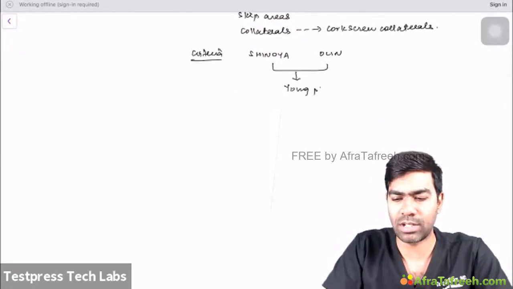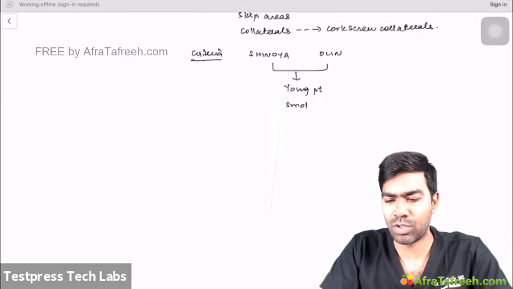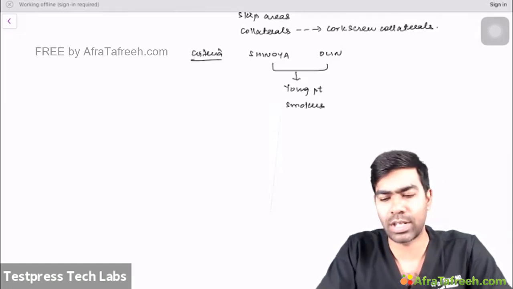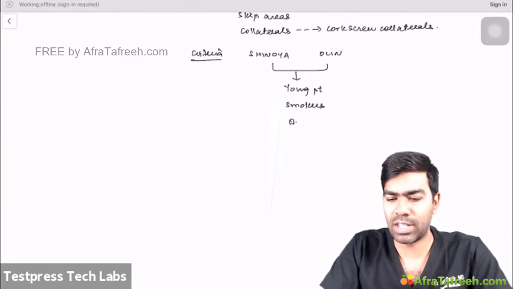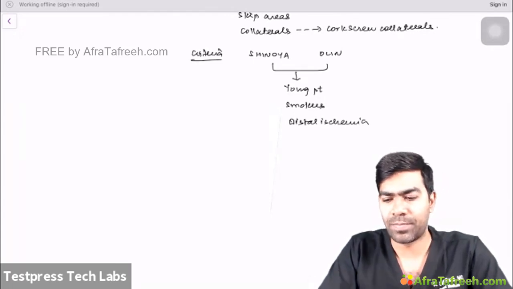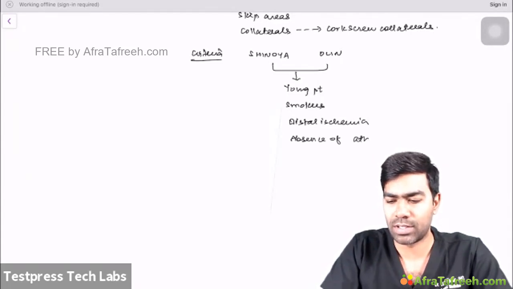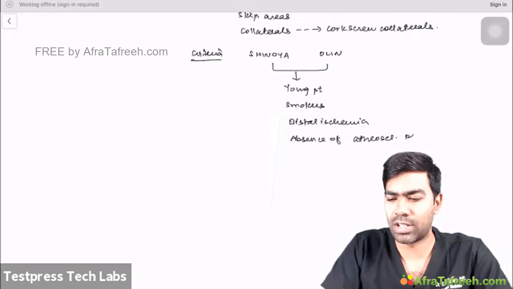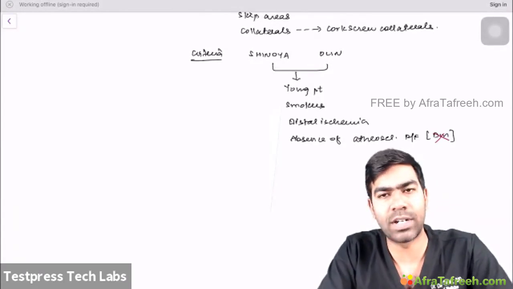It should be a young patient, maybe less than 40 to 45 years. All patients should be smokers by default, because smoking is the cause of developing thromboangiitis obliterans. Typically they should have distal ischemia, so that there will be sparing of the proximal areas. And you should have absence of atherosclerotic risk factors. The most important is diabetes. If diabetes is not there, then you can diagnose. So diabetes mellitus should not be there.